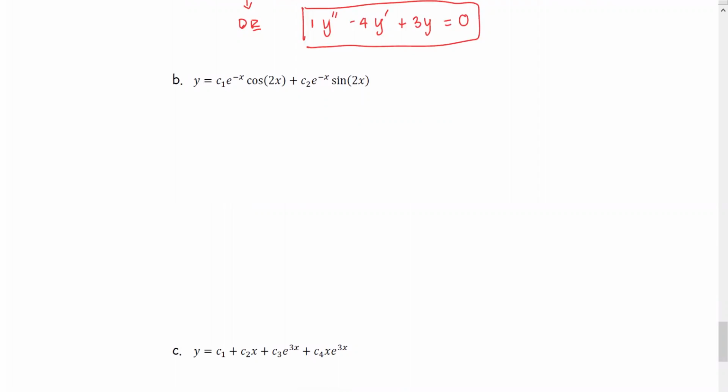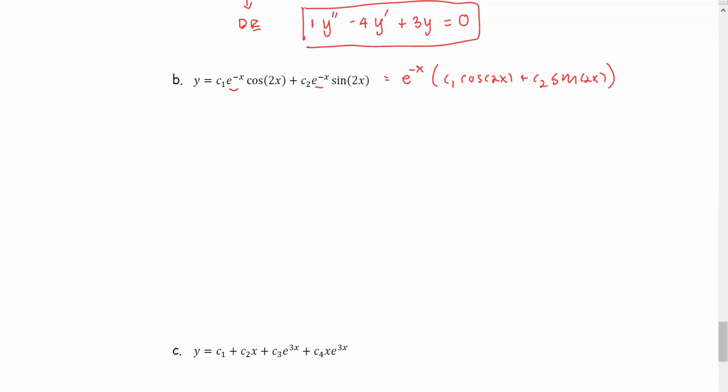In part B, we have y equals c1 e to the negative x times cosine of 2x plus c2 e to the negative x times sine of 2x. We see c1 and c2 and the common exponential term. Factor the exponential term as e to the negative x multiplied by c1 times cosine of 2x plus c2 times sine of 2x.